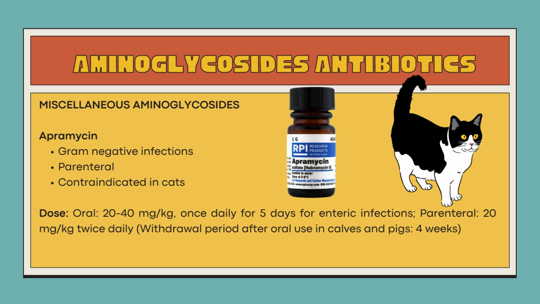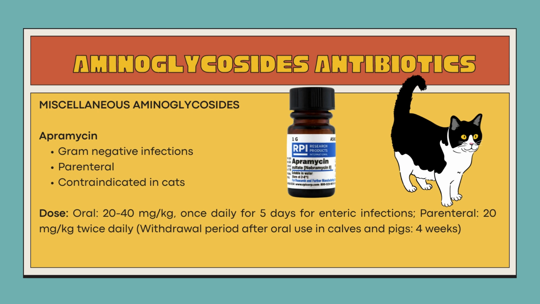coli and Salmonella infection in cows and piglets. It is also active against Brucella, Klebsiella, Treponema, and Mycoplasma species. It is not absorbed orally but rapidly absorbed parenterally. The drug is contraindicated in cats because of its severe toxic action, but it can be given safely to other animals. It is used in the treatment of colibacillosis and salmonellosis in cows and piglets.